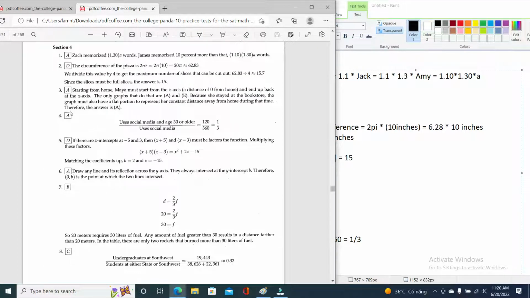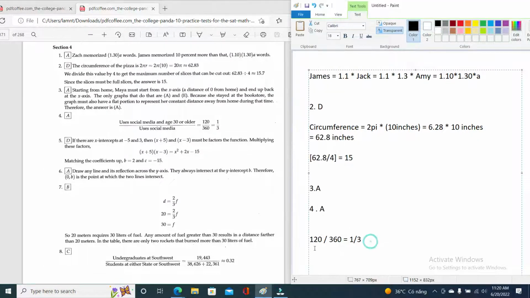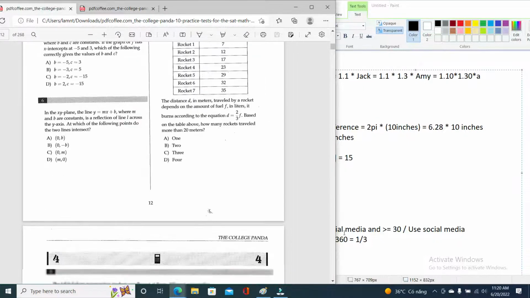and it is A. Okay, so it's equal to the number who use social media and are greater than or equal to 30, divided by all the people who use social media. Alright, so that's equal to 120 over 360, which is 1/3. Alright, let's move on to number 5.